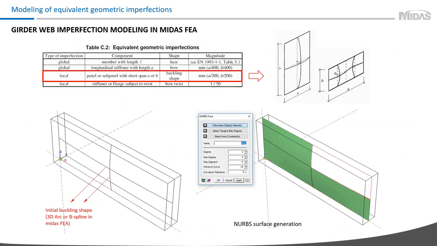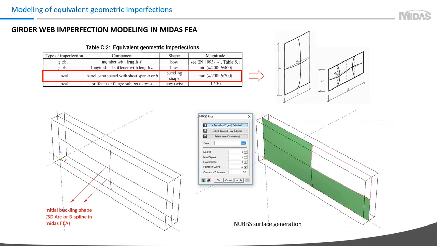Eurocode Annex C subdivides imperfections into local and global. Global imperfections are usually used for lateral torsional buckling, while local imperfections are used for local buckling of girder webs or plates of orthotropic decks.